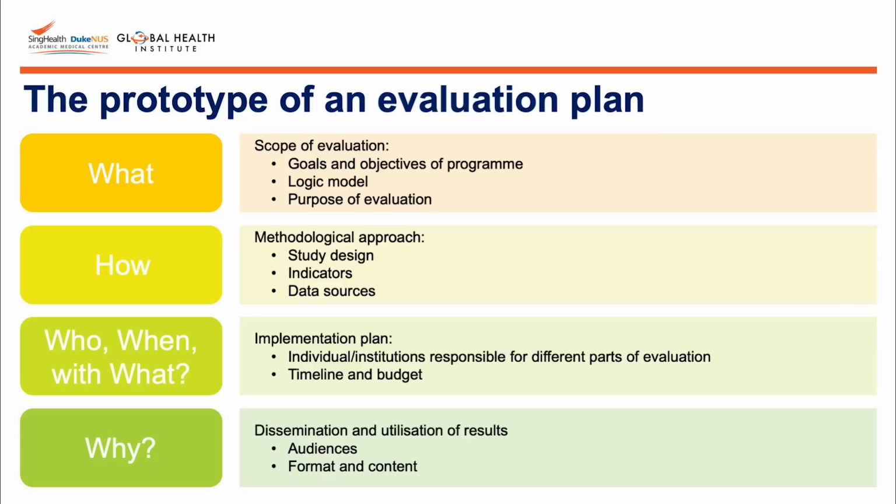Let's start by looking at the key components of a comprehensive evaluation plan. We can think of it in four parts. The what. This defines the scope of the evaluation, including the specific goals and objectives of the program, a clear and concise logic model illustrating the program's theory of change, the inputs, activities, outputs, outcomes, and impact, and a statement of the overall purpose of the evaluation. For example, to assess program effectiveness, to inform future program development, or to demonstrate accountability to stakeholders. Consider including specific questions you aim to answer.